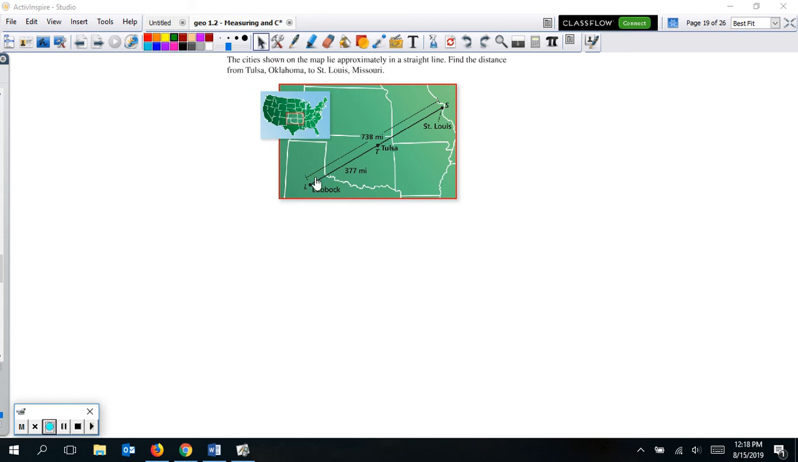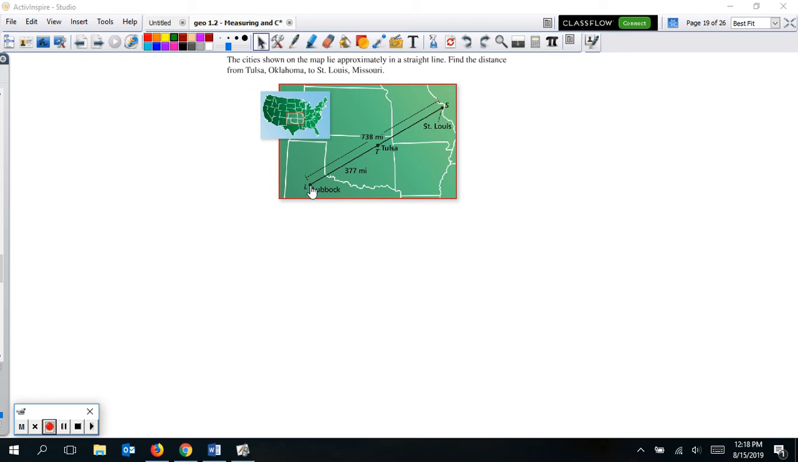Okay, let's just watch this one. We'll do one similar to this in a minute, but this one's more like a real life situation where you might use this if you're traveling across the country. The cities are shown on this map. Find the distance from Tulsa, Oklahoma to St. Louis, Missouri. Tulsa's here in the middle, St. Louis is up here. You're trying to figure that out.